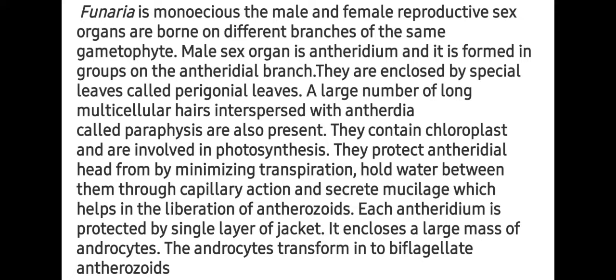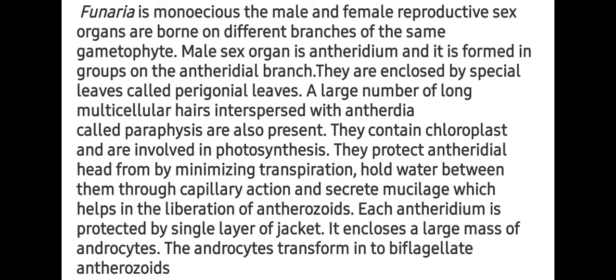They protect the antheridial head by minimizing transpiration, hold water between them through capillary action, and secrete mucilage, which helps in the liberation of the anthrazoids. So the paraphyses help in protection, they avoid transpiration, and they help in the dispersal of the anthrazoids.